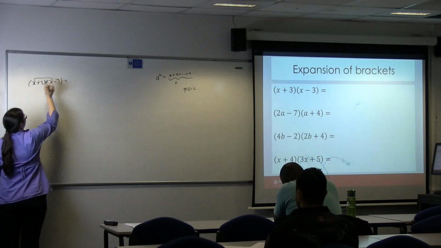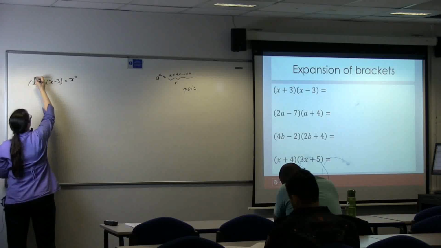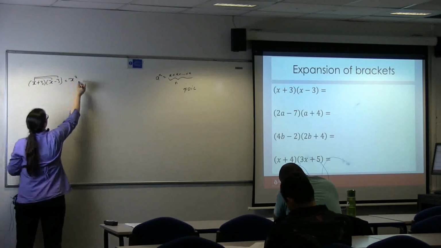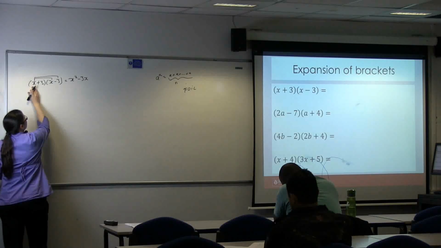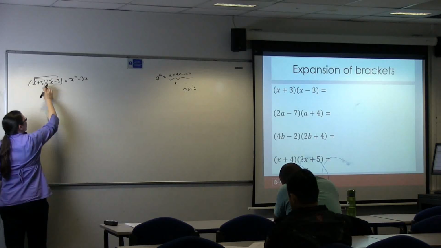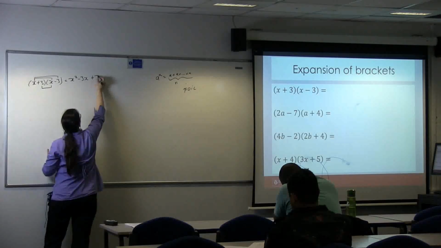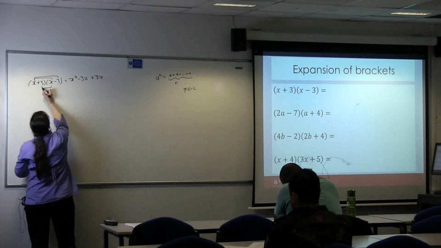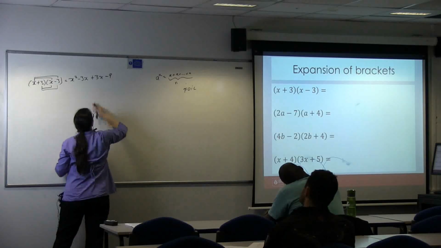So I need to multiply x with x. That gives me x squared. And I need to multiply x with the minus 3. That gives me minus 3x. And then I multiplied x with both of them. Now I need to move on to 3. 3 times x is 3x. And 3 times minus 3 is minus 9.